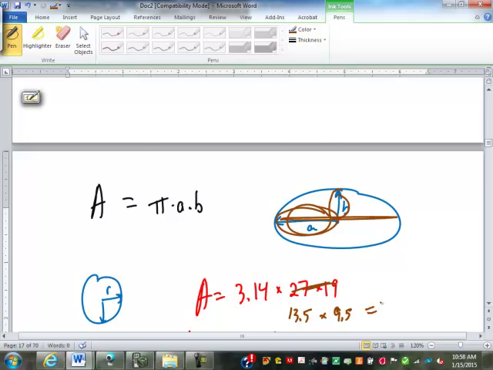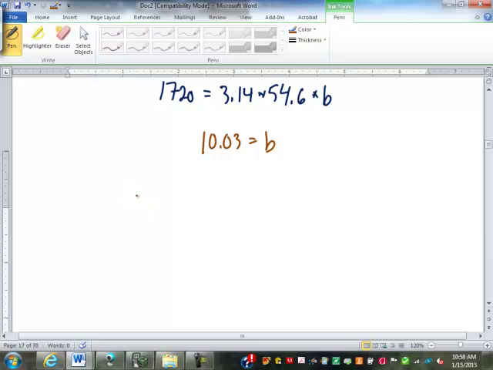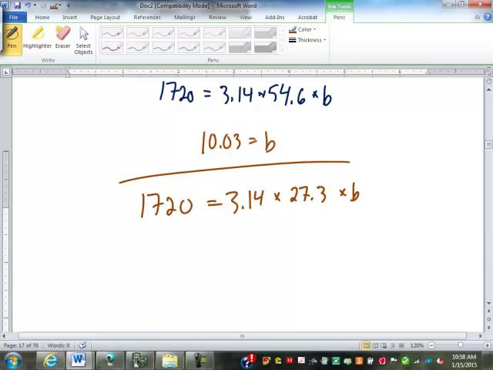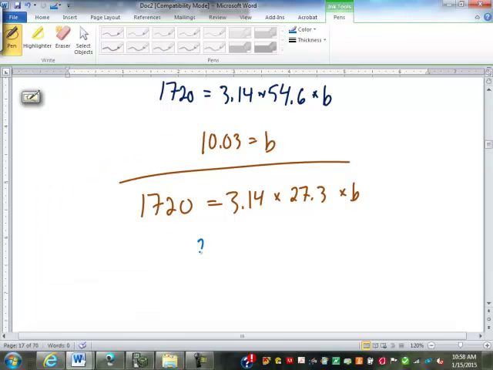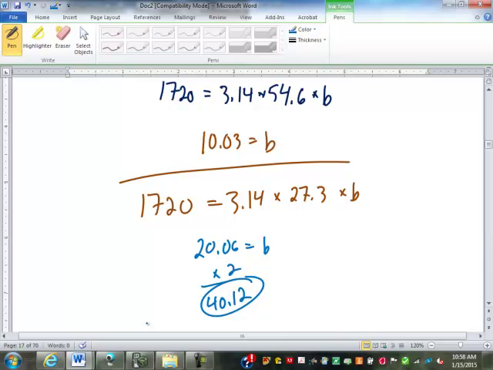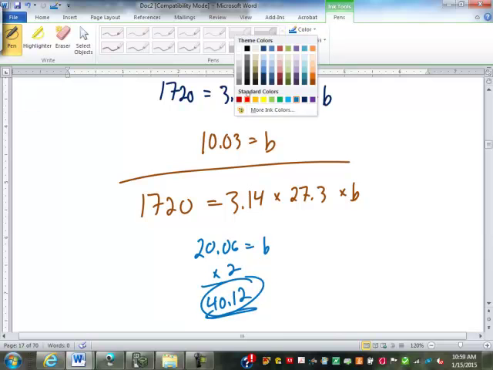So for number 19, it's still the 1720. That's not affected. And it's still 3.14 for pi. But instead of 54.6, you need to divide that in half to make it 27.3. And then you're going to find B from that. And B would come out to be 20.06. And then you have to multiply that by 2 to get the full axis, which would be 40.12. I should have read more closely. I kept seeing semi-major and semi-minor instead of major and minor. Sorry about that. Any others?